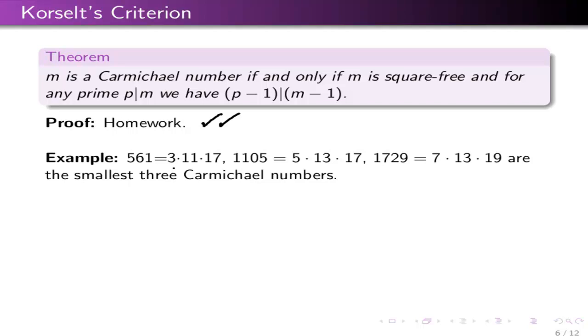561, 3 times 11 times 17. So 3 minus 1 is 2. That's a divisor of 560. 10 is a divisor of 560. And 16 is a divisor of 560. So the criterion holds, and 561 is a Carmichael number. So these are the first 3 Carmichael numbers then: 561, 1105, and 1729.